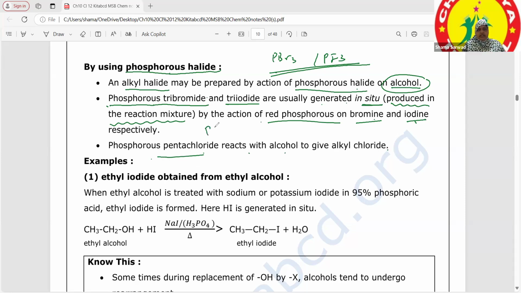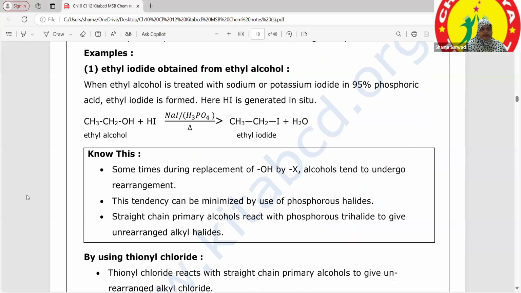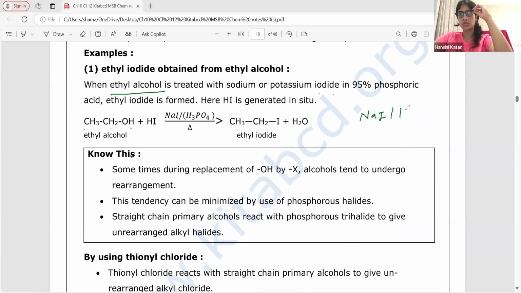Phosphorus pentachloride, PCl5. So examples are given. These are the general things. Now, what happened exactly in this case? This reaction is given below. When ethyl alcohol, CH3CH2OH, is treated with sodium iodide, NaI, or potassium iodide, KI, either NaI or KI. Ma'am, why is HI produced? Ma'am, it's written that HI is generated in situ here.